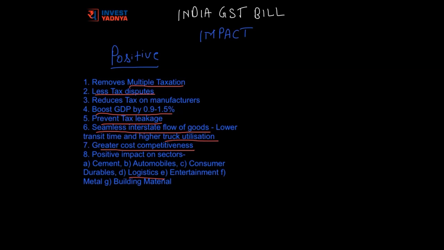There are few sectors which will have positive impact due to lower tax rate, even if we consider 18% tax rate, which is on higher side. Cement, automobiles, consumer durables, entertainment, building material and metal, all these sectors currently have around 25 to 30% of tax rate, which is likely to get reduced once GST comes in.